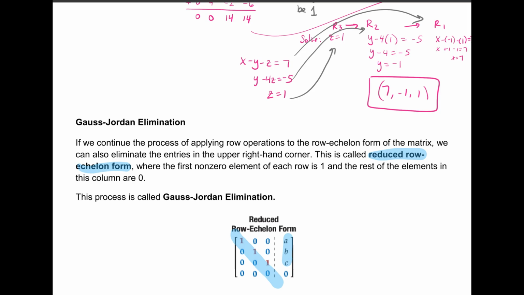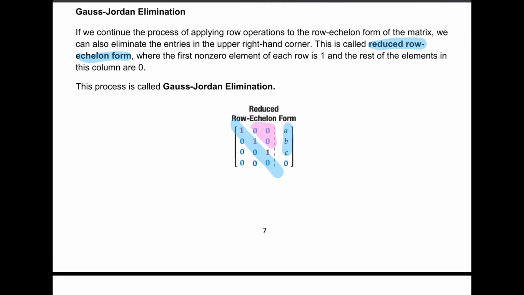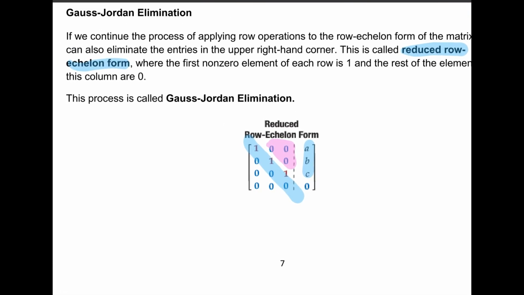So before, we were putting it into the Gaussian elimination method. We were putting it in row echelon form, the triangle. If we just keep going and eliminate everything in the top right-hand corner, if I wanted to eliminate these 3 in the top right-hand corner, that would be the reduced row echelon form, where the first non-zero element of each row is 1, and the rest of the elements in this column are 0. So this is the Gauss-Jordan elimination. The Gaussian elimination puts it in a triangle. I guess Jordan went through and was like, nah, let's go further. Let's have the whole top right be 0.